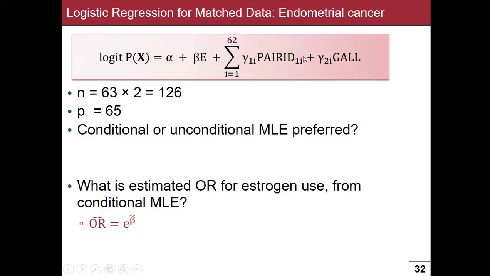And in theory, if we fit this model using the conditional model, e to the beta really should be our odds ratio. Why? Because we know that there are no W terms. We just have two types of V's, and V's cancel out in our expression for the odds ratio for exposure. So what's left here is just e to the beta. And so if we fit this model, e to the beta should give us the association between estrogen use and cancer.